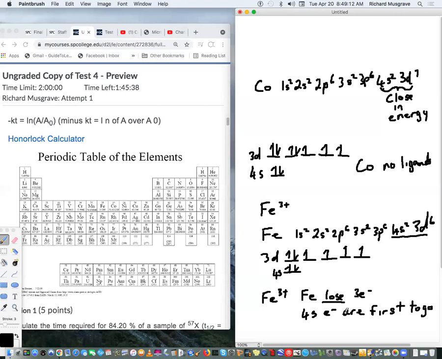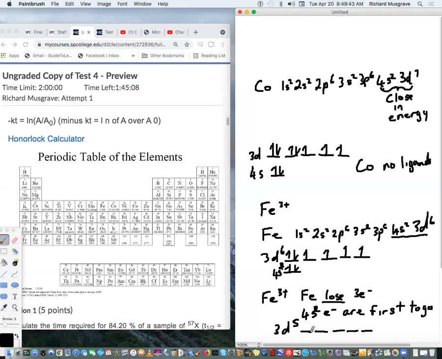So the 4s electrons are the first to go. And what that means is that we're left with 3d5. So we've got 4s2 and 3d6. We lose the two 4s electrons, and one of the d electrons, and that means 3d5, which means Fe3+ is going to have 5 d electrons.